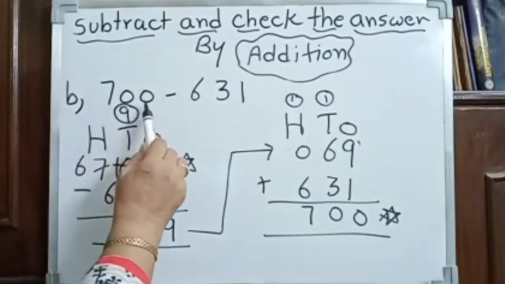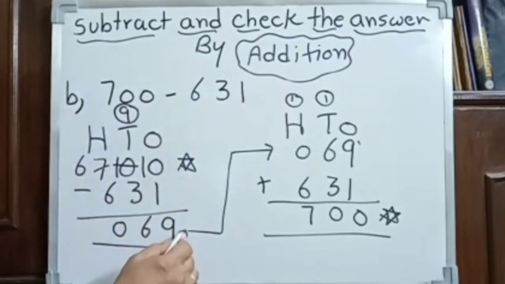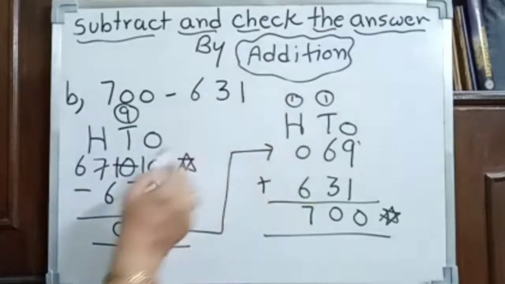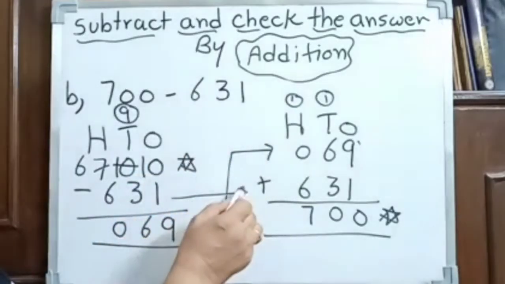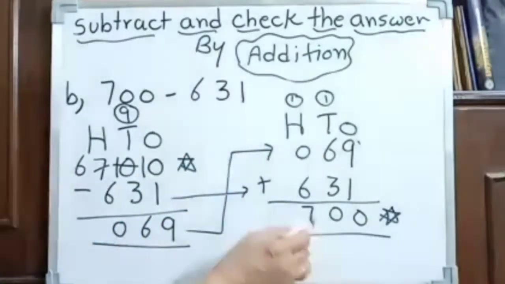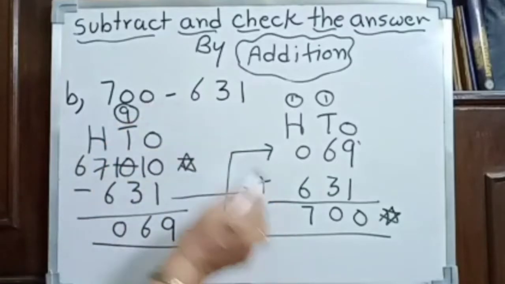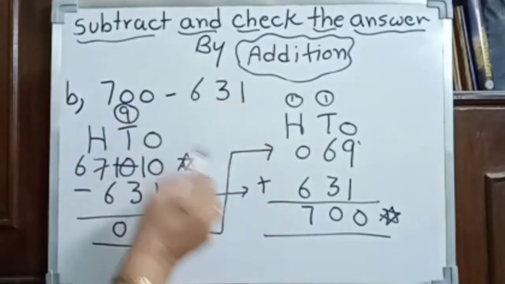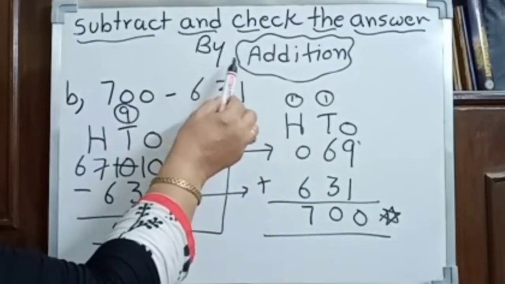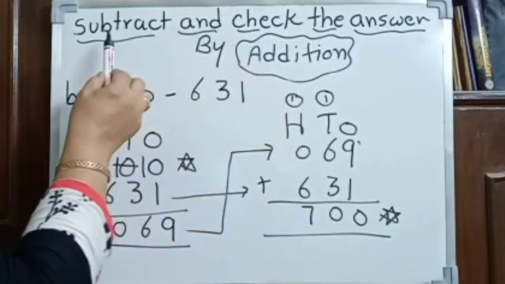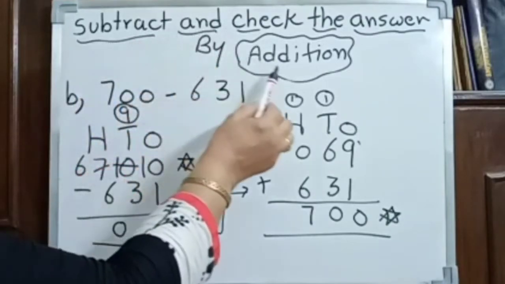Very simple again. First you subtract it, then take your answer upper side, then take the same number here and then do it plus. If the answer is coming the same number, means your sum is correct and you have checked the answer by addition, or subtract and check the answer by addition is done.